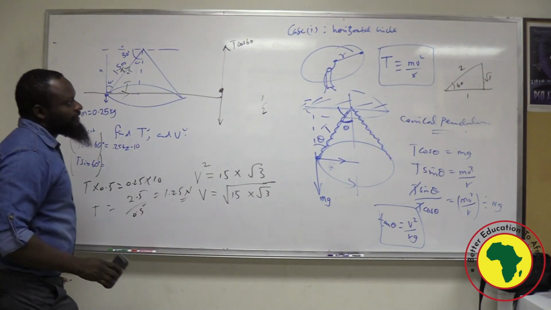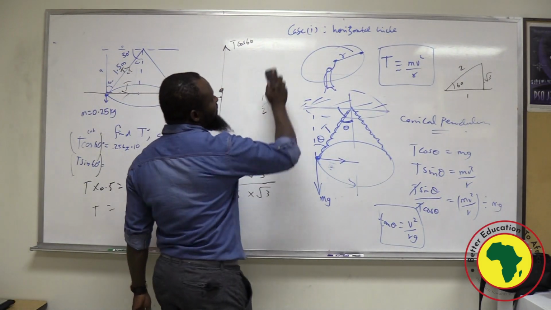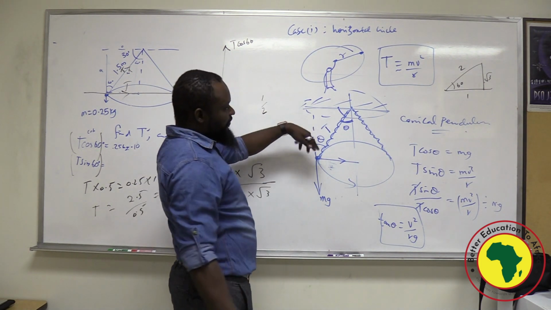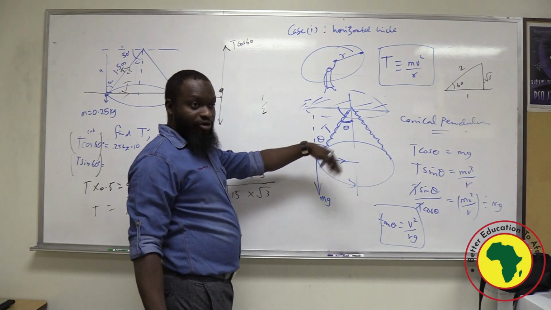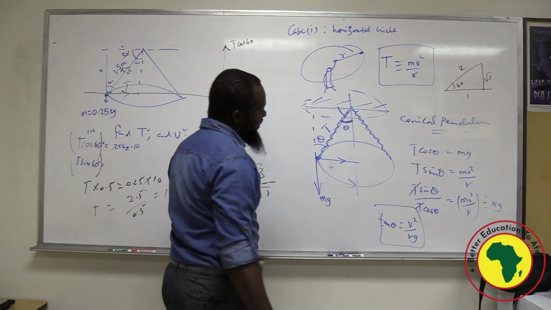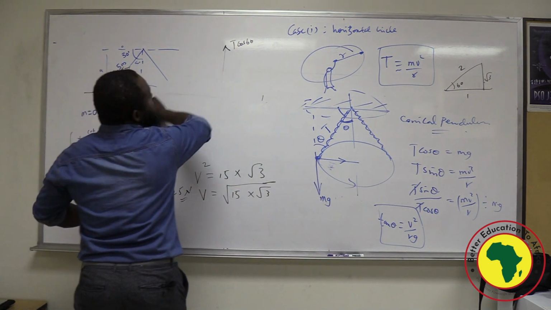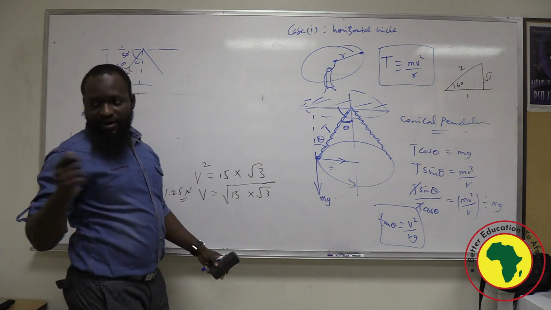Alrighty. So we've seen the horizontal case. We've seen when the velocity of the horizontal is not enough, you get a conical pendulum like this, and we've seen how to solve this. Now let's look at a vertical circle. So I whirl a circle around in a vertical circle.